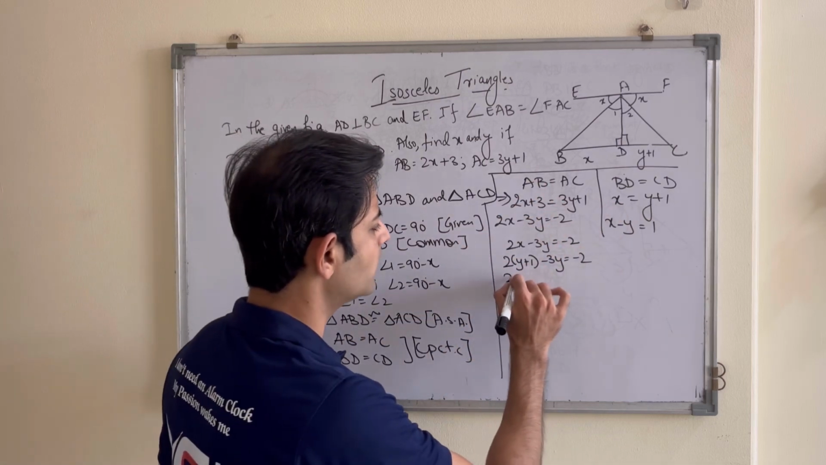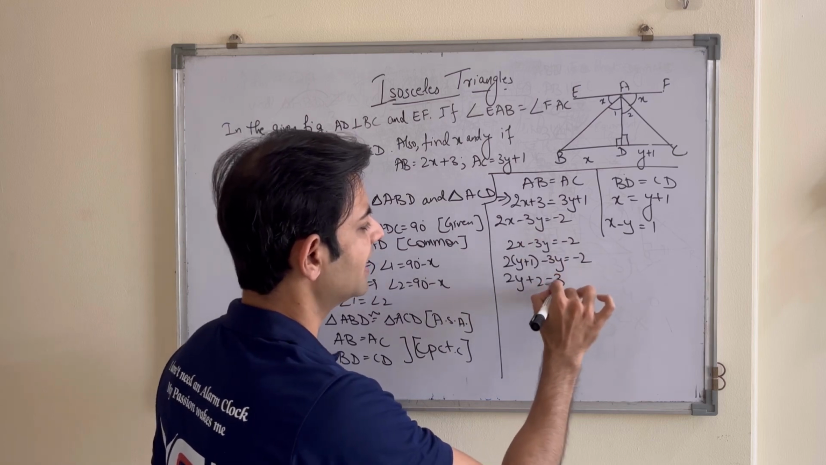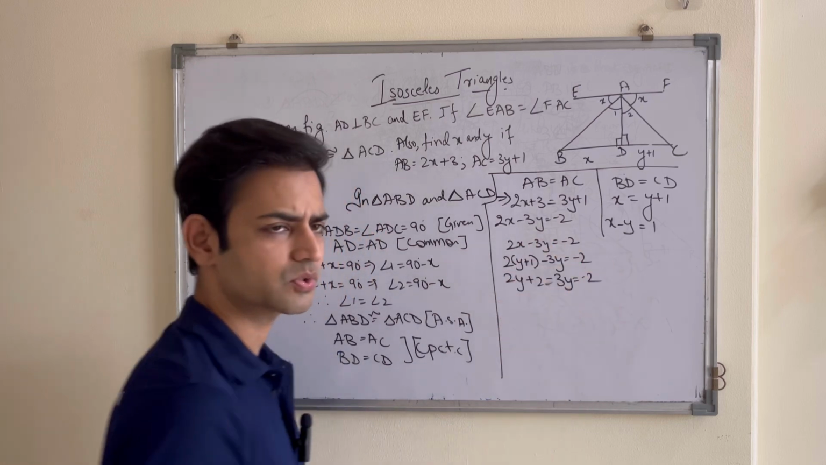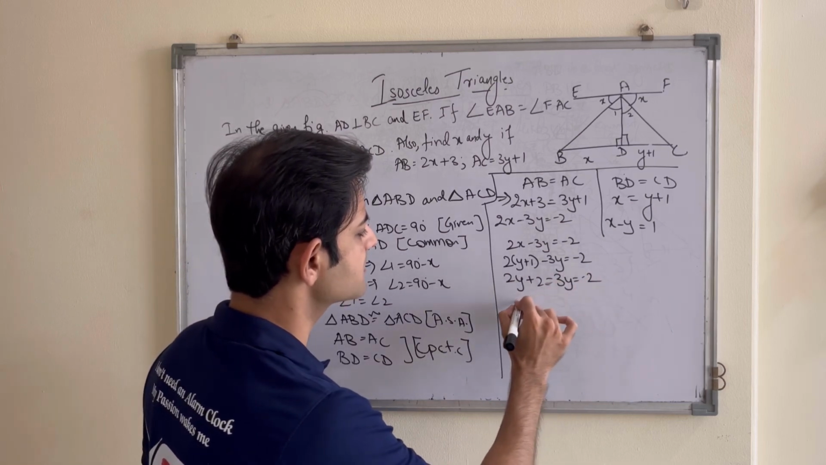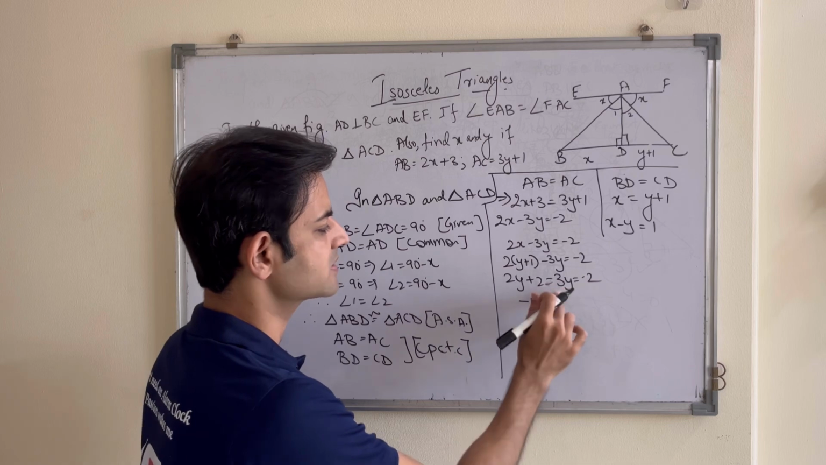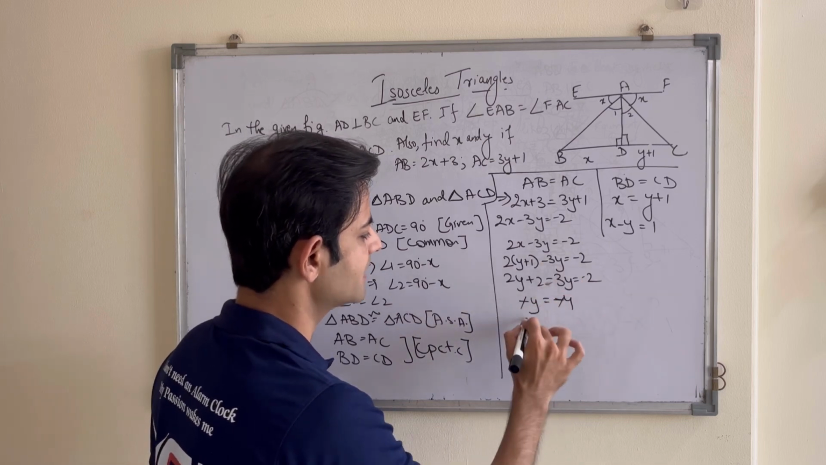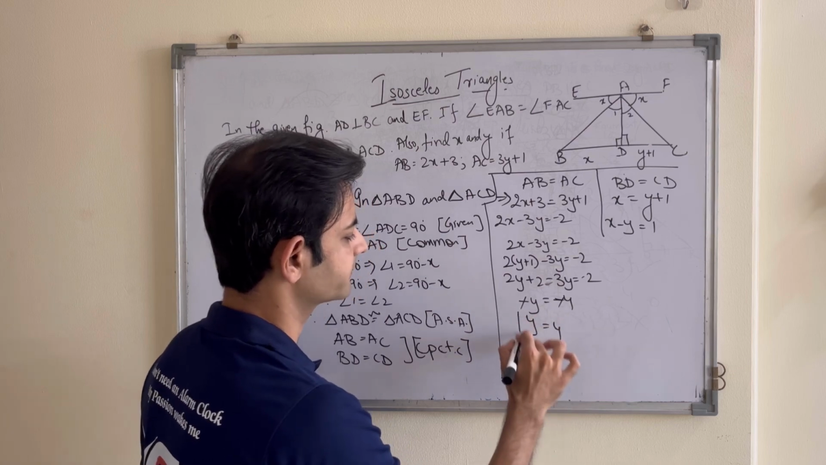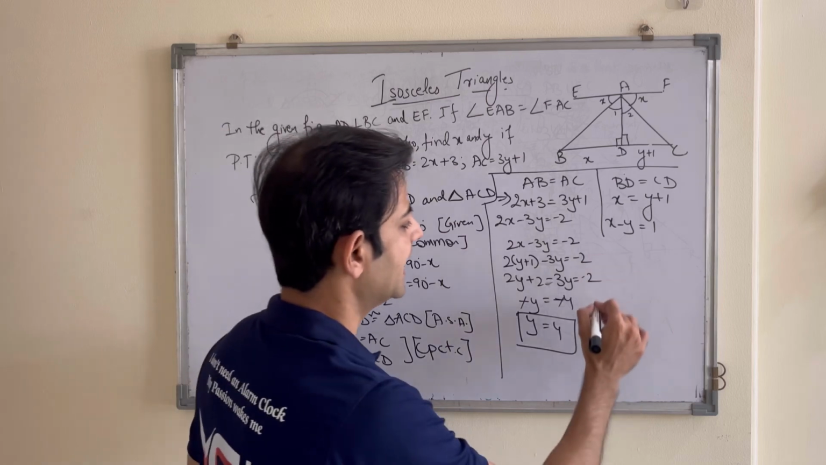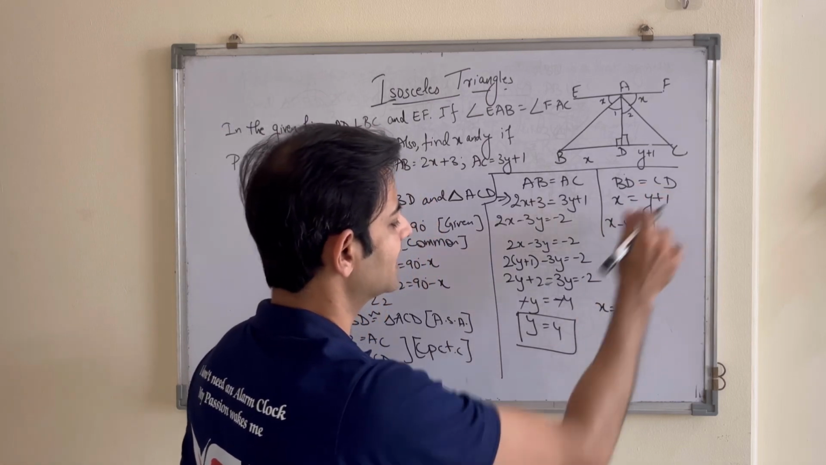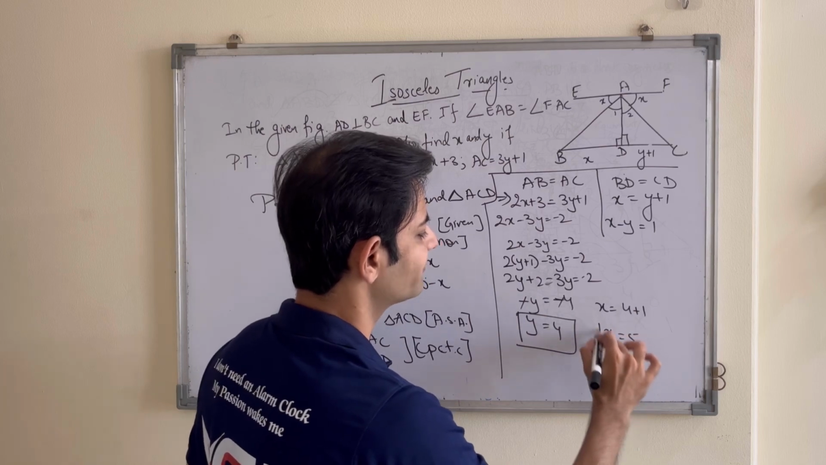So this becomes 2y plus 2 minus 3y is equal to minus 2. So this 2 goes there, so this becomes minus y, that is plus 2 minus 3 is minus y is equal to minus 4. We can strike off this minus minus, so y is equal to 4. We can put the value of y in this equation, so we get x is equal to y plus 1, which is 4 plus 1, so x is equal to 5.